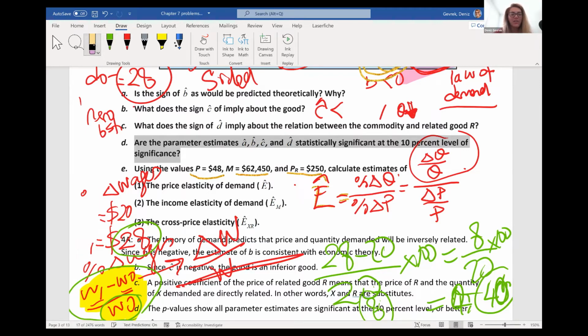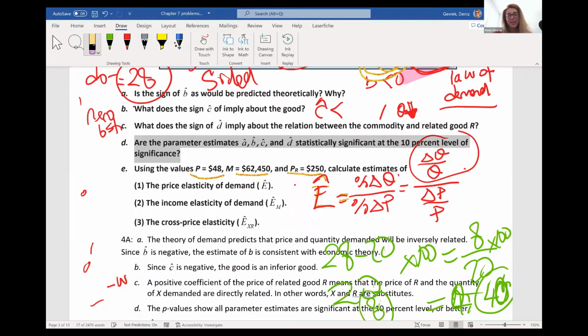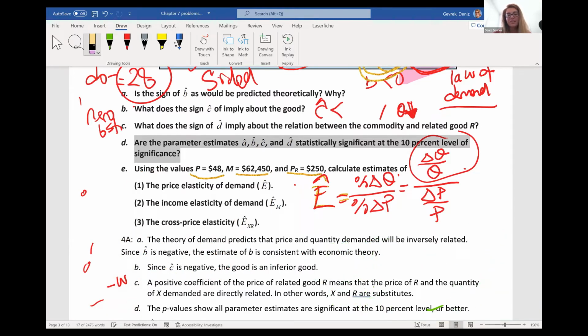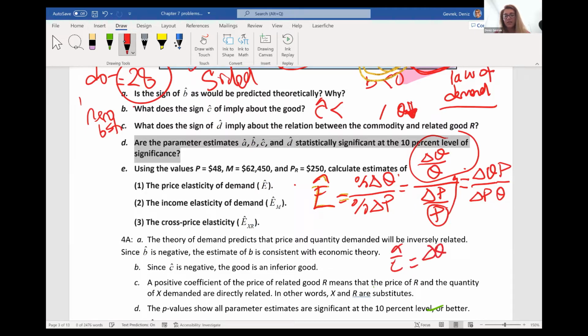Okay, so where am I going with this? I'm going to get rid of all this. When you write down the elasticity formula, you don't need to memorize anything. I personally can't memorize stuff. So I'm going to rearrange this: change in quantity divided by change in price, and this goes up to the numerator, price divided by quantity. So the elasticity formula is change in quantity divided by change in price times initial price and quantity.